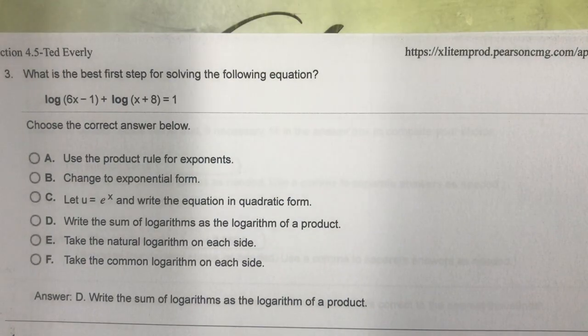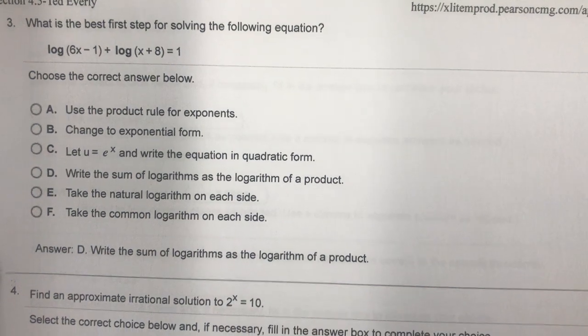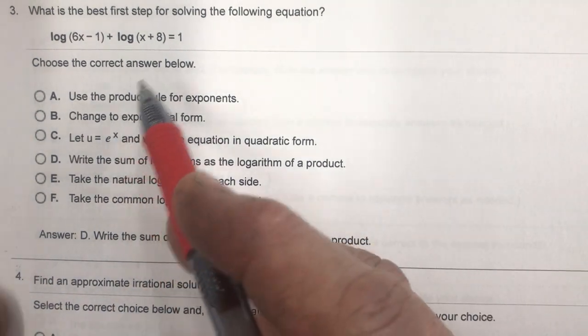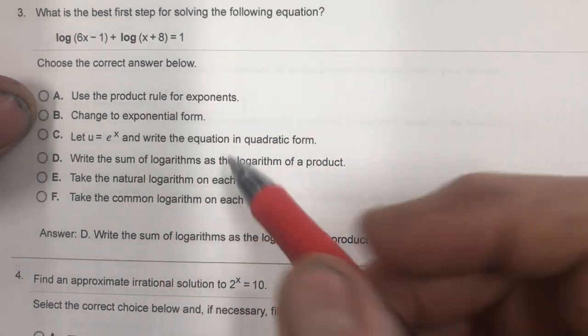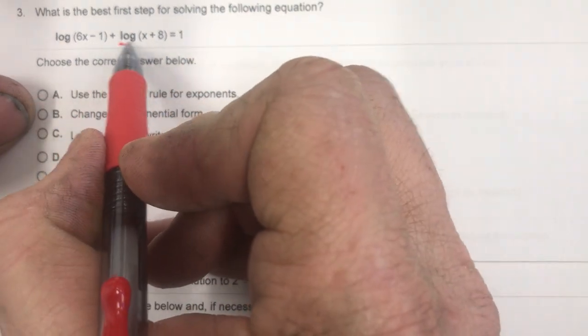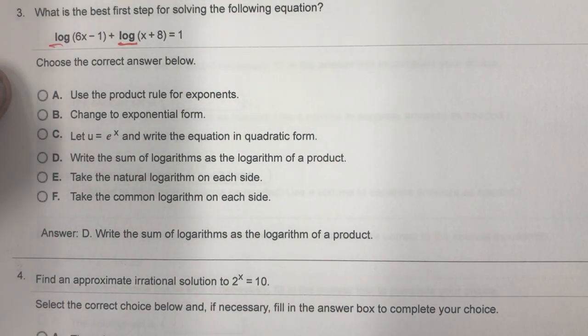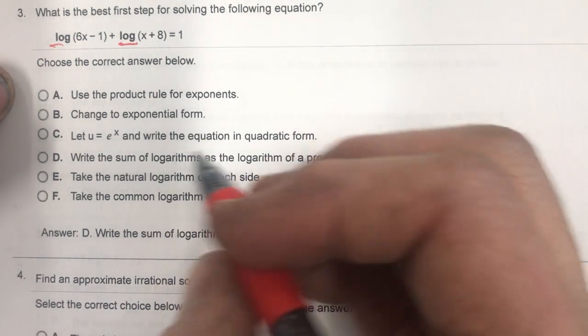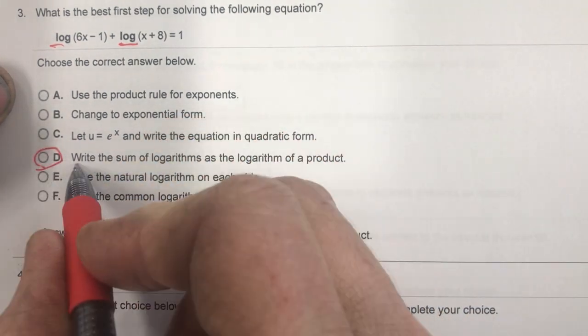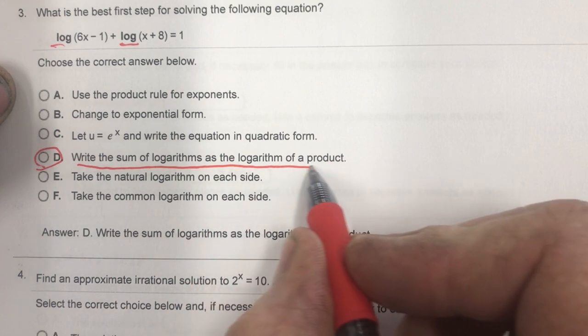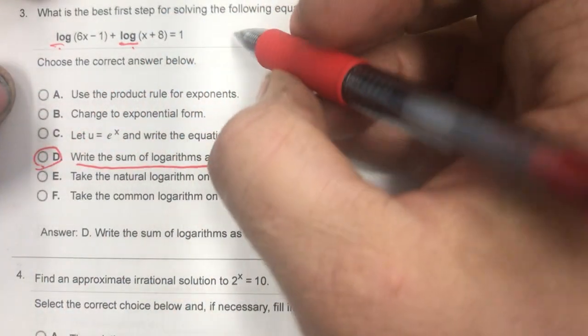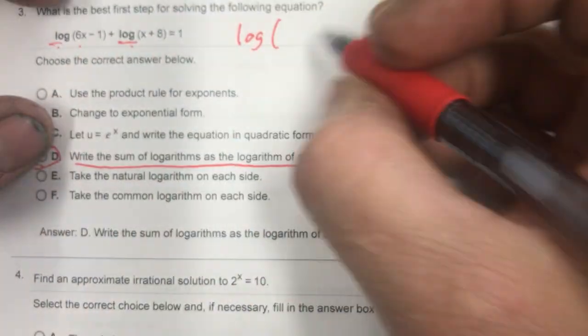Number 3. What's the best first step of solving this one? All right, here we got 2 logs. We can't solve an equation if there's 2 logs. So what we need to do is combine them together. The answer is D right here. The sum of logarithms is the logarithm of a product. In other words, since I have 2 logs here, I can combine these to 1 log, and then I would have to multiply those together.